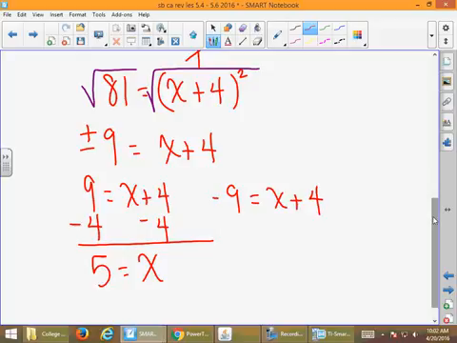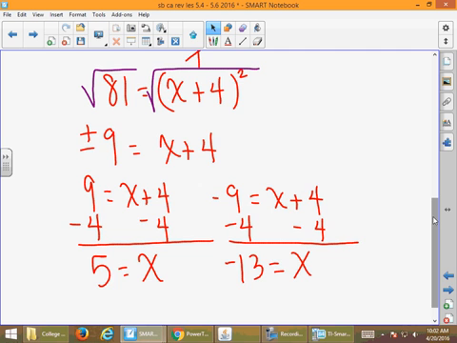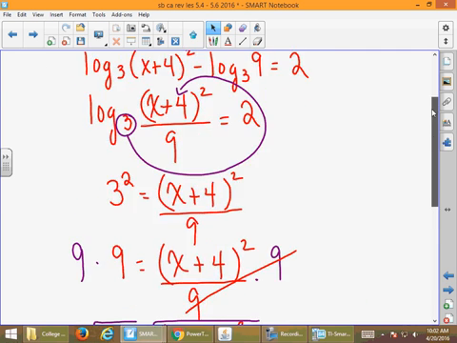So we're going to subtract 4 from both sides. Here we get x equals 5. Subtract 4 from both sides here, we get negative 13. And granted, we have more of a chance that negative 13 is going to be extraneous because it's negative. But our answer is allowed to be negative. It's when we go back into the original problem, will it be negative?